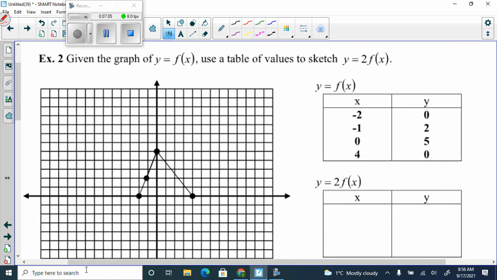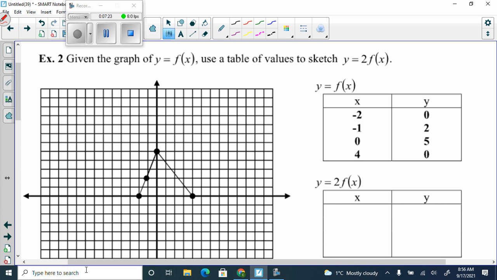So we have, given the graph of y equals f of x, so it's the one below. They gave you a table of values, which was kind. They didn't have to. They had to in this instance because they actually didn't tell you the scale factor on this graph, so they'd have to give you the scale factor or they'd have to give you the table. And they ask you to sketch y equals 2 f of x.